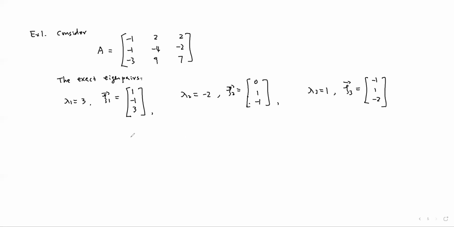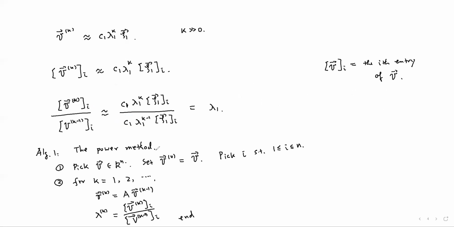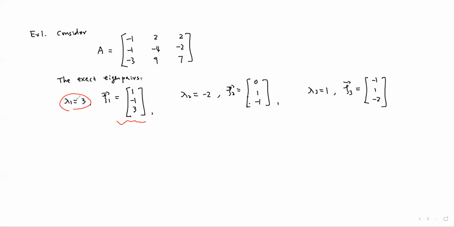For this matrix, the dominant eigenvalue is the number 3. In absolute value, 3 is the largest, and this eigenvector is the dominant eigenvector. Now I apply this power method to compute the eigenvalue 3 and eigenvector psi 1. Let me tabulate the computational results in the following table.